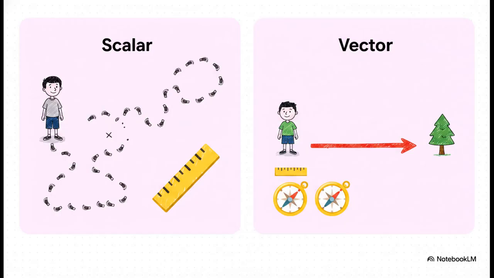And this is just a perfect illustration of the core difference. Ali described a scalar quantity. We just call it distance. We know how far he went, but we have no idea where. But Ahmed described a vector quantity, which physicists call displacement. We know exactly how far he went and in which specific direction.